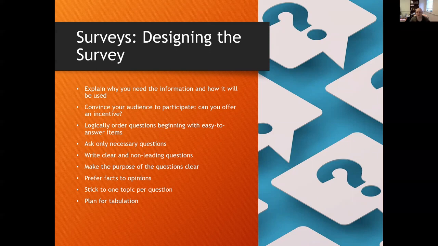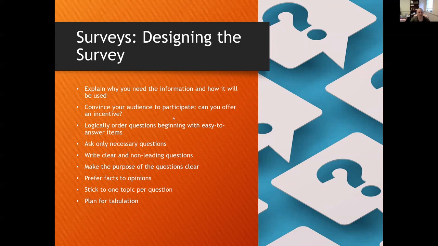A lot of times questions do progress through a survey, so they'll either be easier and then get harder, or they'll start to direct you towards a specific topic. Only ask necessary questions. You want to ask non-leading questions, make the purpose of that question clear, prefer facts to opinions. Remember, we're talking about a technical document. We don't really want the opinions, we want the facts. Stick to one topic per question. Don't make your question multifaceted with a lot of different topics. Just break it up into multiple questions.